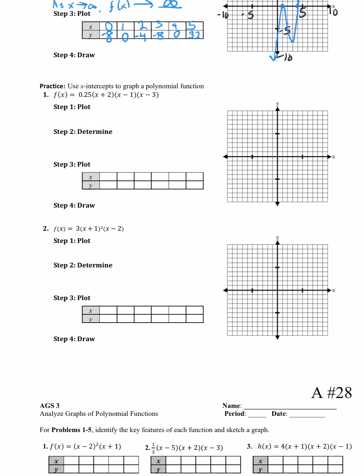Let me know if you have any questions at all. First thing to point out for problem 1 is we see x plus 2, x minus 1, x minus 3. So there's only 3 factors. None of them are squared, so this is a degree 3.